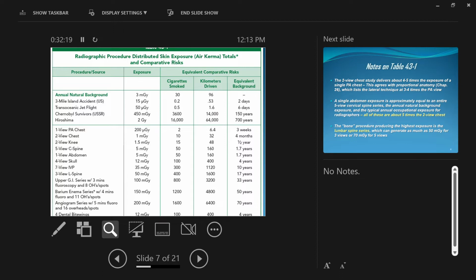Let's say you're a flight attendant and you fly across the country a couple of times in a day. You can get close, in one day, as a transoceanic flight attendant, to what somebody would get in a single chest X-ray. The point is you're getting more exposure up in the plane than you would down on the ground. Every transoceanic jet flight, which takes hours, is equivalent to roughly 6 days, about a week, of natural background, because you're higher up, with more radiation and less atmosphere on top of you.